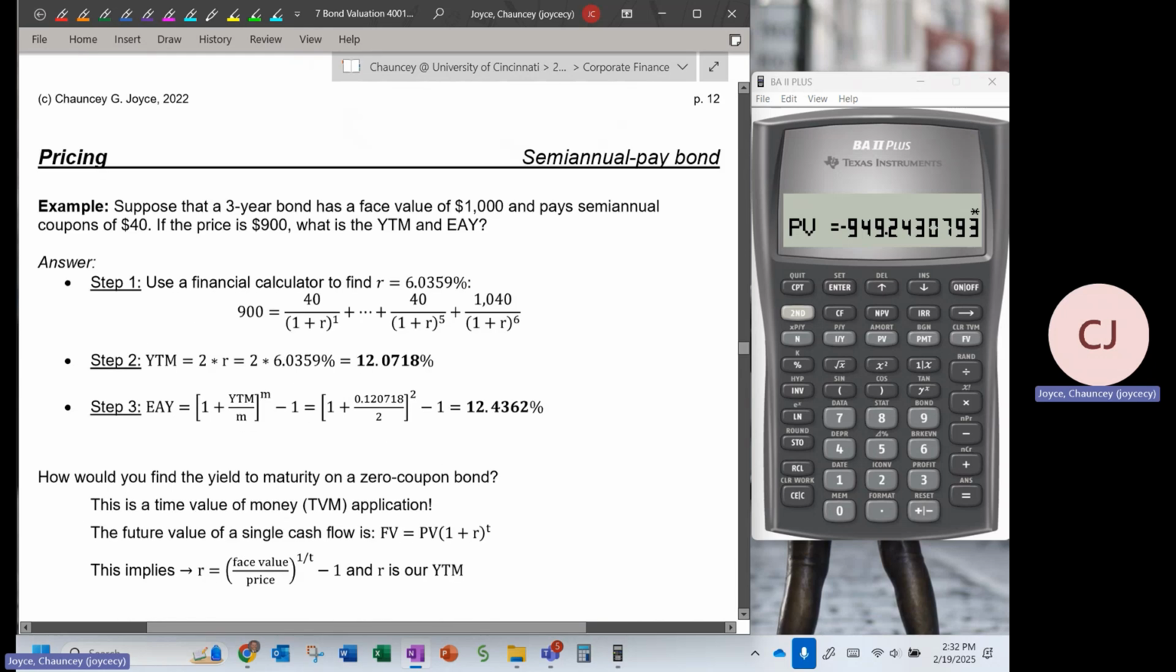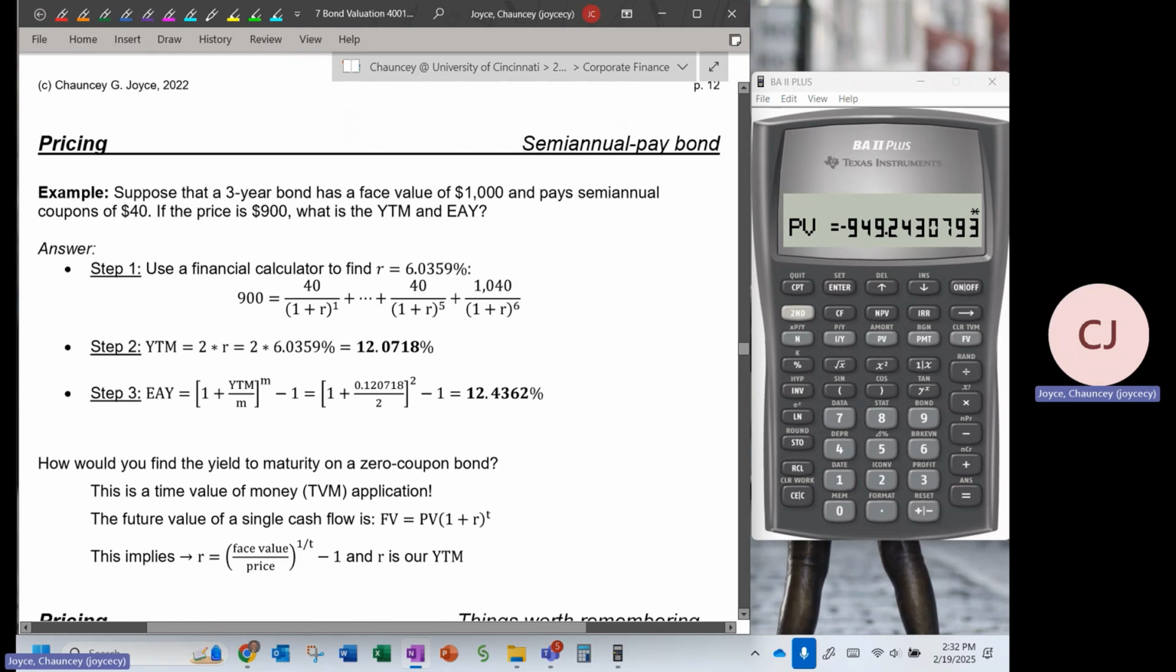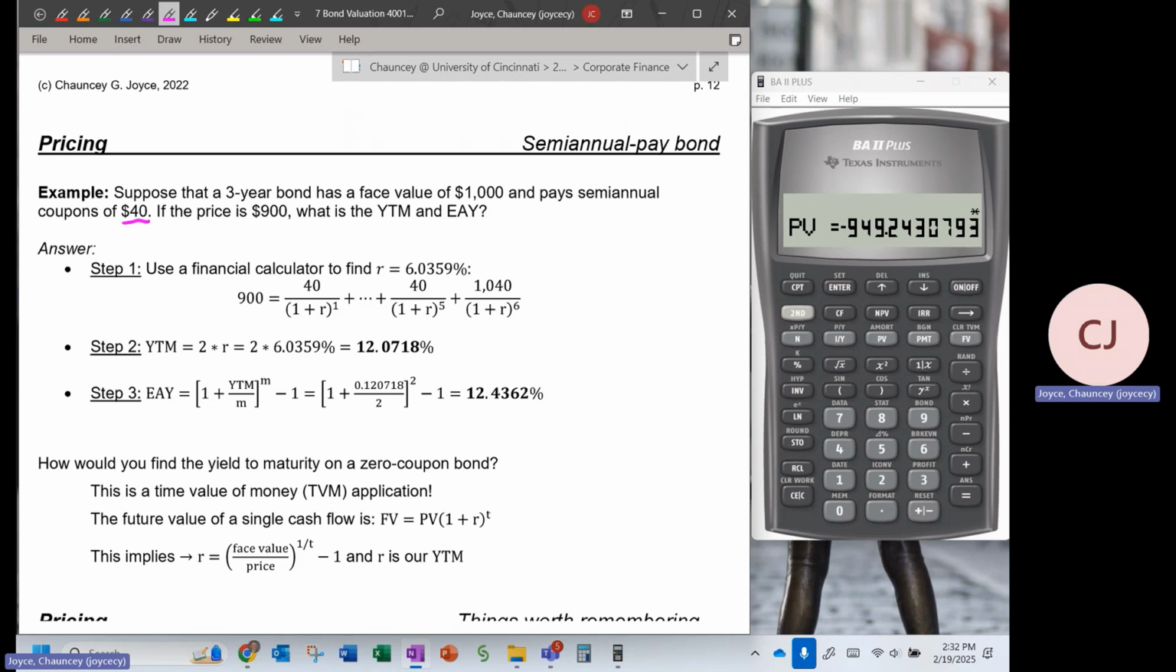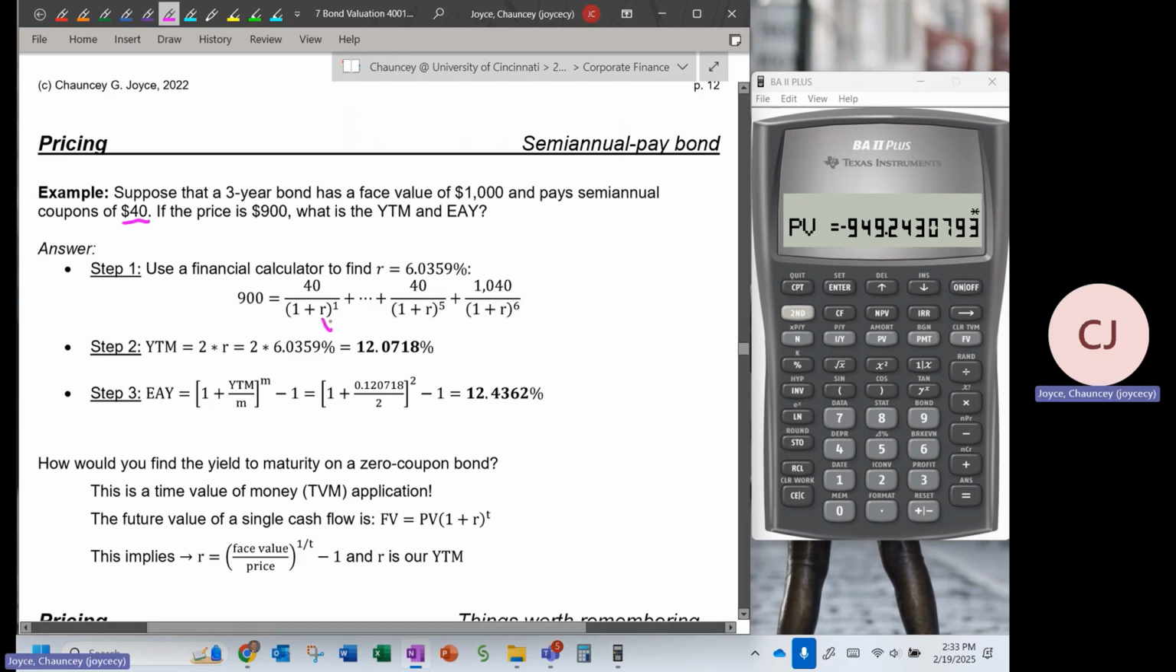All right, let's look at an example here. We have a 3-year bond, face of 1,000, that pays semi-annual coupons of 40. So no need to divide the coupon payment. It was given as a payment per 6-month period. The price is 900. What is the yield to maturity and the effective annual yield? So you'd need to use a financial calculator to do this because you're solving for this variable. I use the financial calculator because most of our students go on to get CFA or CFP, so it's nice to know how to use this.